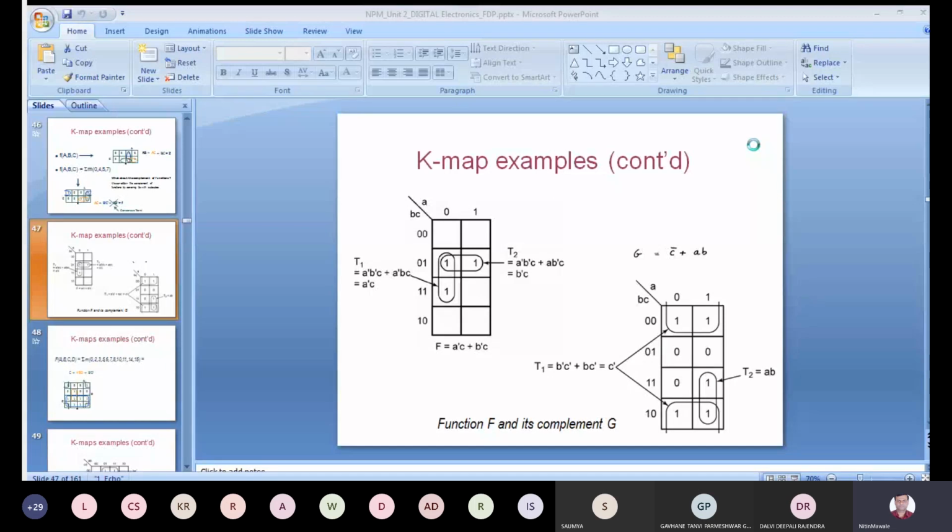I am again repeating the answer: A bar into C bar plus A into C plus B. Okay. So one problem we will see for POS for 3 variable, and then we will go for the next case.